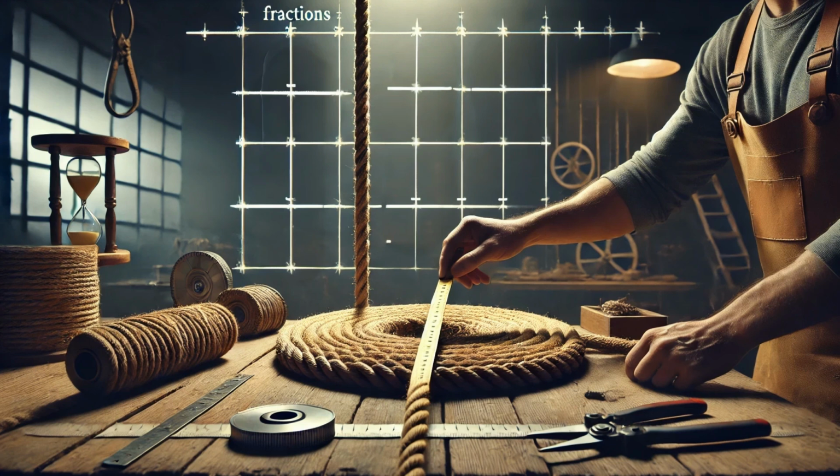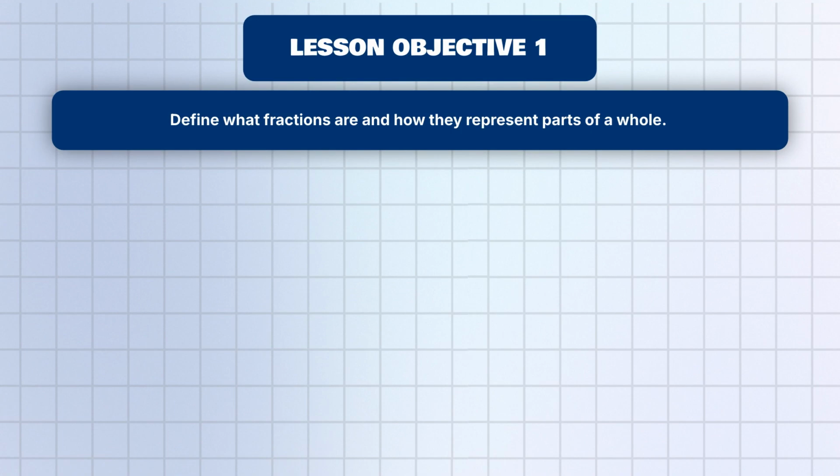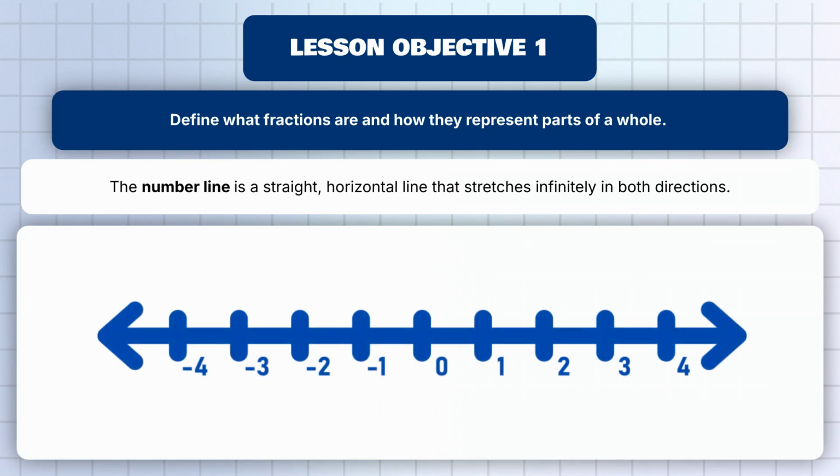Let's get started. Let's begin by recalling what we know about the number line. The number line is a straight horizontal line that stretches infinitely in both directions. To the left of 0, we have negative numbers, -1, -2, -3, -4, and to the right of 0, we have positive numbers, 1, 2, 3, 4. Each of these numbers can be marked on the number line at equal intervals. Each of these positions represents an integer, which are whole numbers that can be positive, negative, or 0.